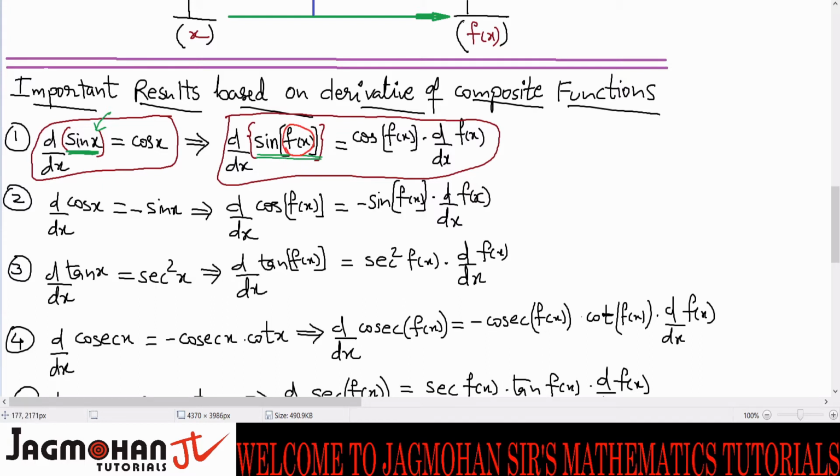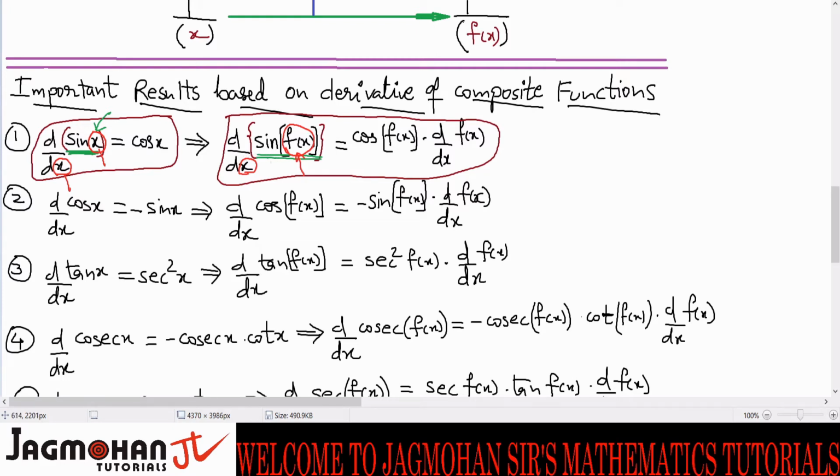When we differentiated sine of x, look at this. The variable of the function sine is x, which is the same as the variable with respect to which you are differentiating. The variable of sine and this variable are matching. Whereas here, it is sine, and the variable is f of x, and here it is x. They are not matching. This is one way of understanding that you are differentiating a composite function, not a direct function.